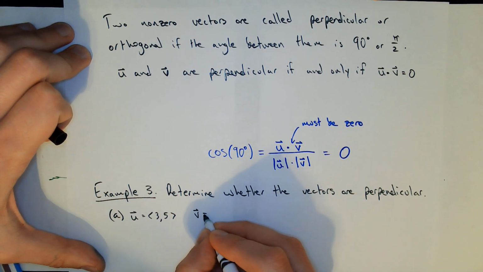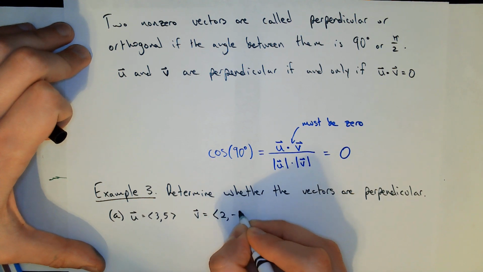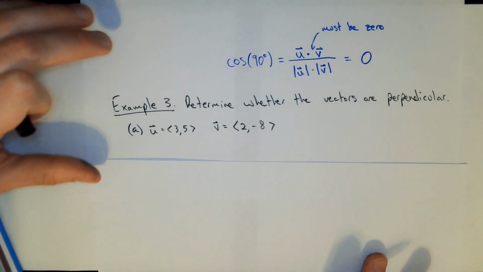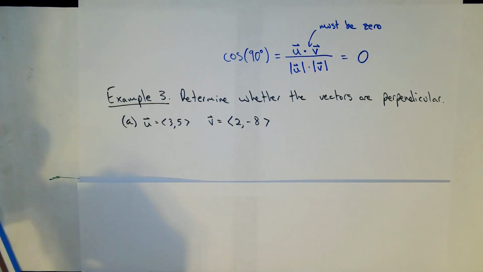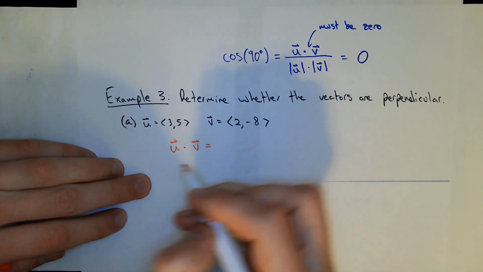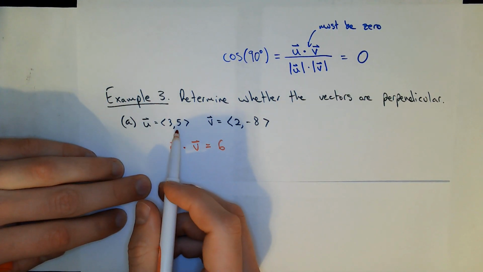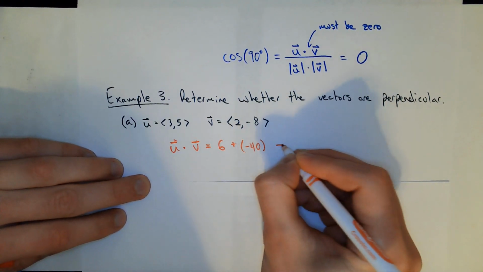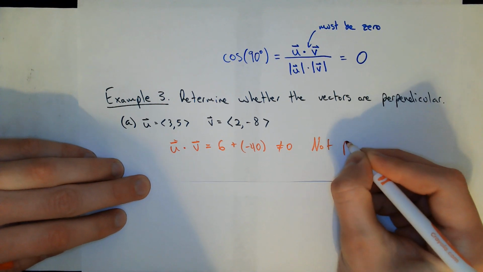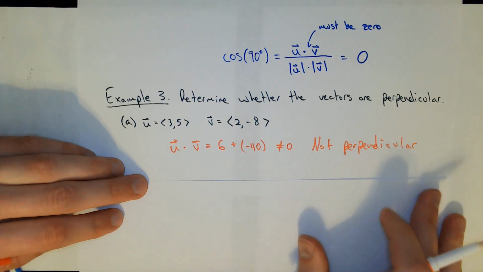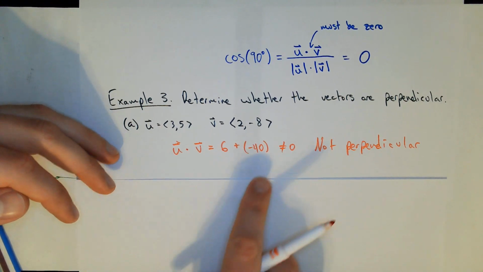So part A. Now, just looking at them, you can't really tell, right? Looking at their components, you could tell maybe a little bit better if you graphed them, but the fastest way is to just go straight to that dot product and say u dotted with v will be equal to 3 times 2, which is 6, plus 4 times negative 8, which is negative 40. That's not 0, so they're not perpendicular. I don't even need to finish calculating it. If all the question is asking is, are they perpendicular? That's all I need to do. See if it's 0 or not.